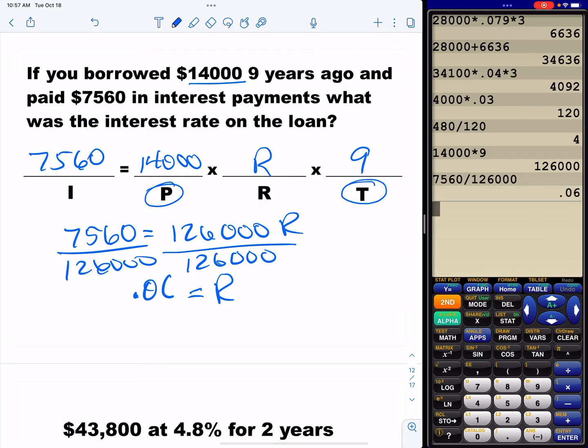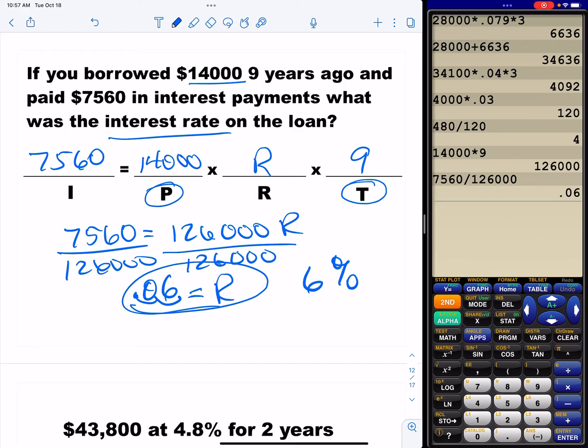0.06. Now, I'm looking for an interest rate. That's a decimal. That's not a percentage. An interest rate is always going to come to me in the form of a percentage. So if I'm looking for an interest rate, I need to take that decimal and convert it back to a percent. So we move the decimal 2 places to the right and add a percent sign on it. So what was the interest rate? 6%. And that's how we solve interest problems.